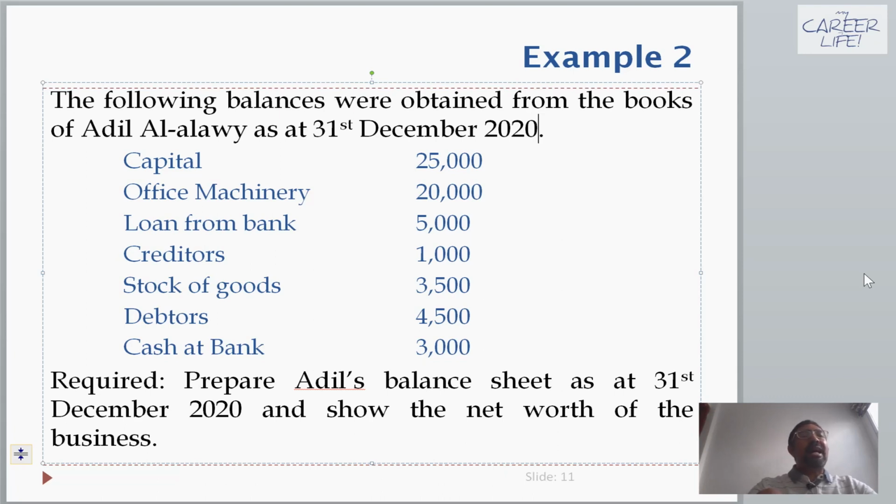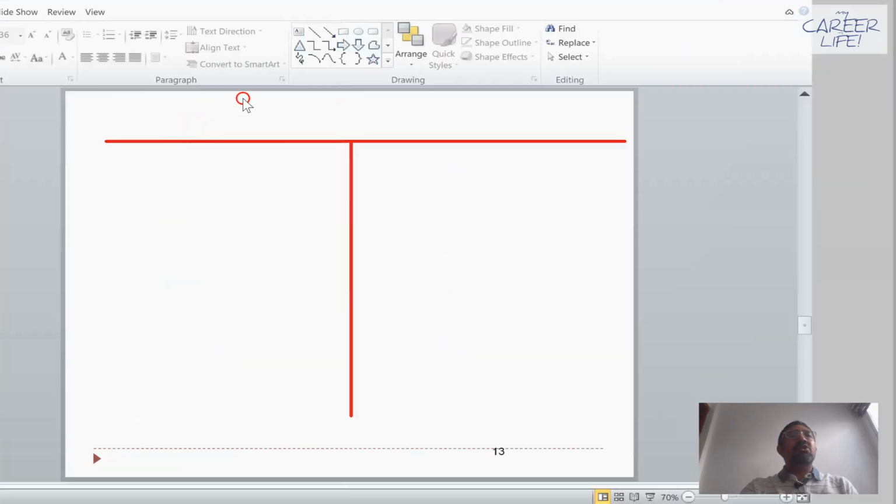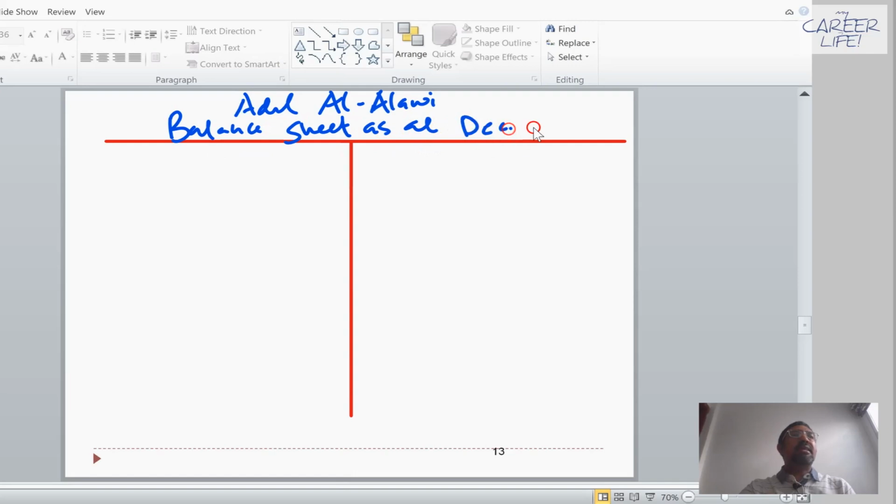Now, let us look at the balance sheet first. Then we can look at the net worth of his business. So you need to have a plain area to write your balance sheet. In this example again, we have our T format balance sheet and we write there Adil Al-Alawi, and we write here balance sheet as at 31st December 2020.